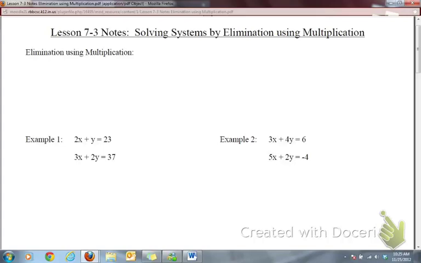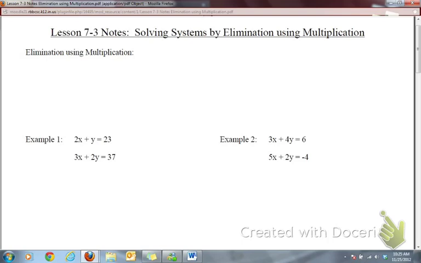Alright, this is the third lesson in Unit 7, but it's really the fourth method of solving systems. Remember, graphing is the first method that you learned, but in this unit, you learned the algebra ways to solve. You learned substitution. In the last lesson, you learned elimination using addition and subtraction. And in this method, you're going to learn another form of elimination. This is elimination using multiplication first.